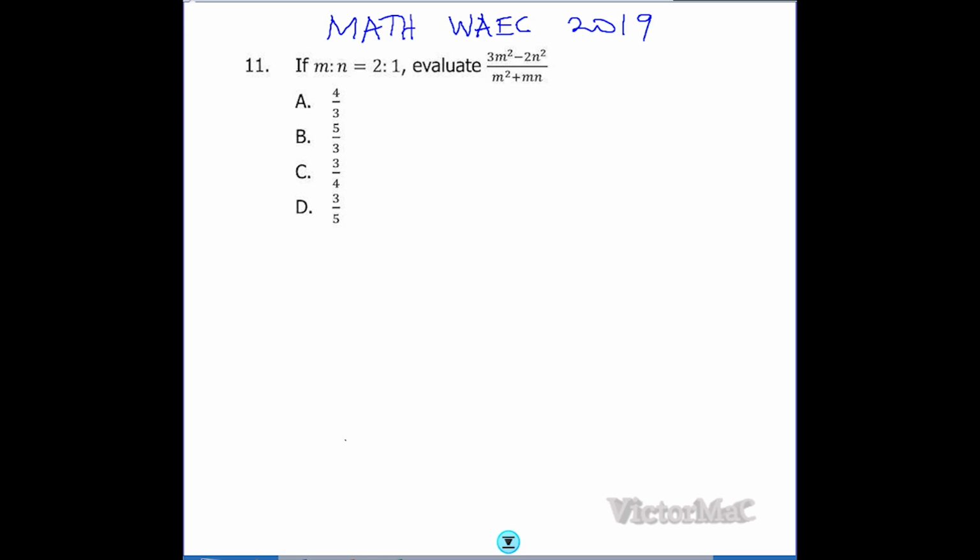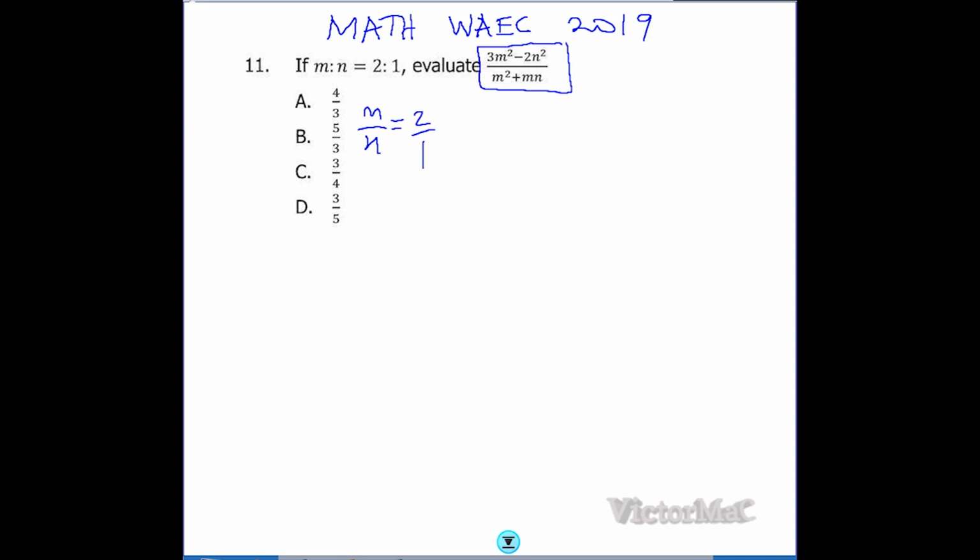Now I want to continue from where we stopped, number 11 for the WAEC 2019 mathematics objective. This question is about substitution of ratio. We have two methods. We can use direct substitution, which is faster, or we just regard it as m over n equals 2 over 1, where we divide all the terms in this expression by n squared. Let's go with the first method.